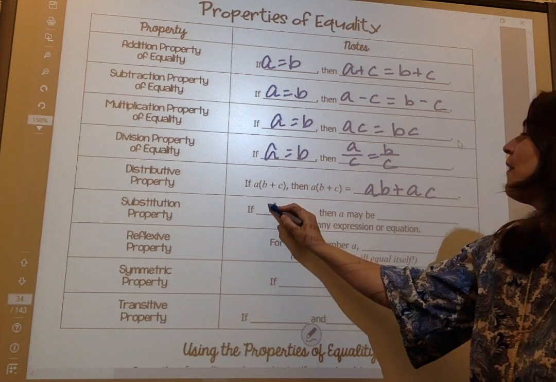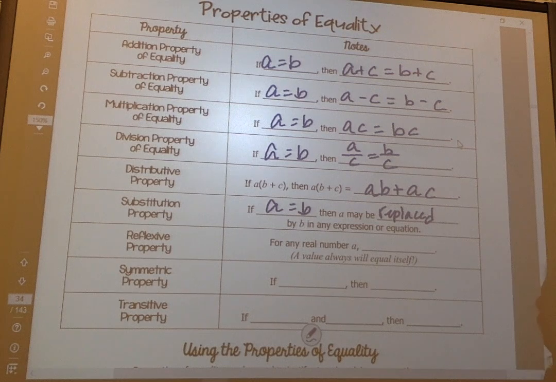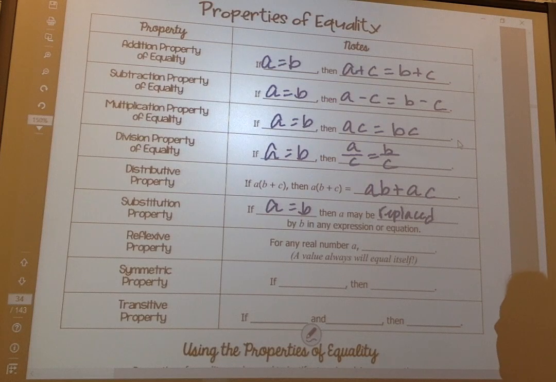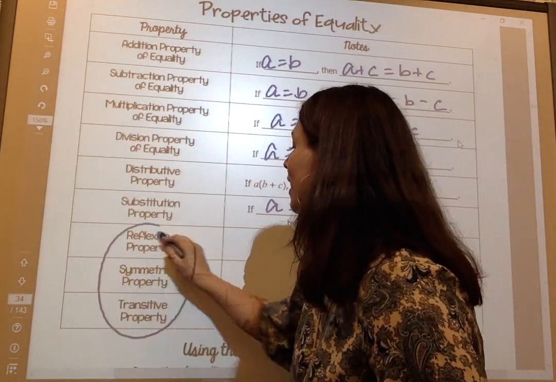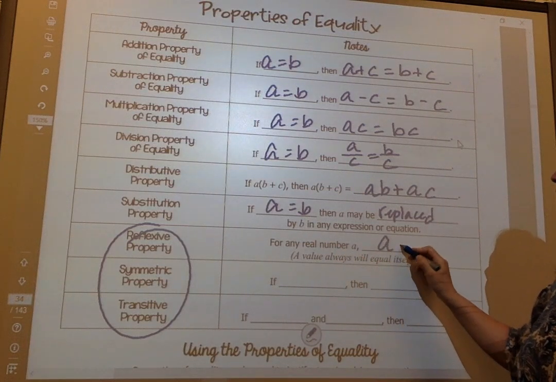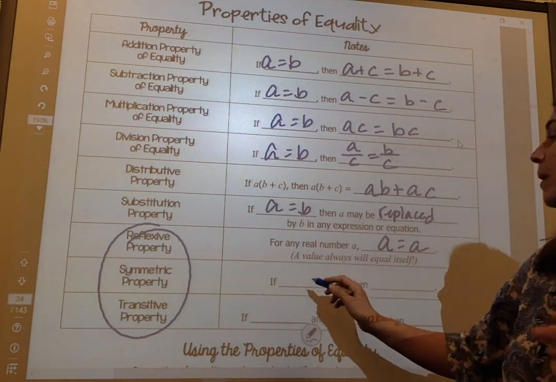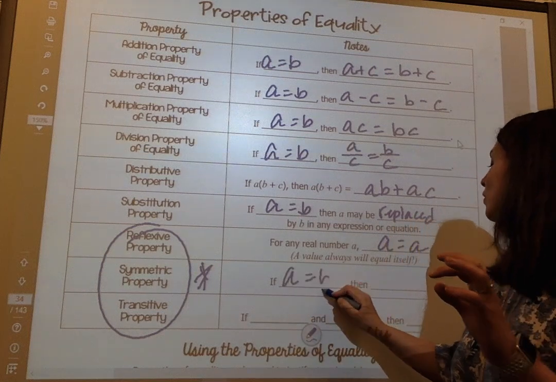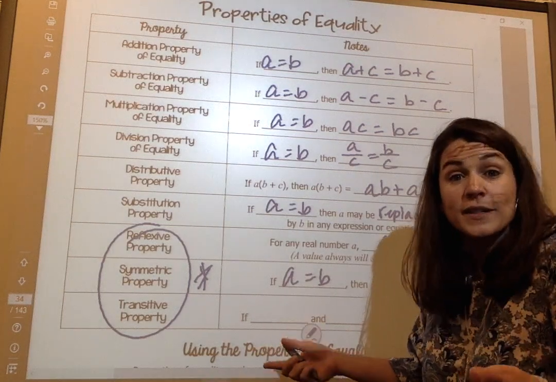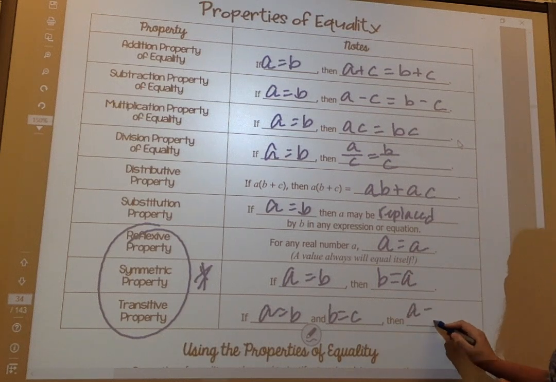Substitution property says that if A equals B, then A may be replaced by B in any expression or equation. Back when we evaluated last year, we used the substitution property a lot. Remember these three new ones from last year? Here they are. Reflexive property: for any real number A, A equals A. It's the same thing on both sides. Symmetric property, remember my favorite: if A equals B, then B equals A. And transitive property, this is the law of syllogism, right? If A equals B and B equals C, then A equals C.